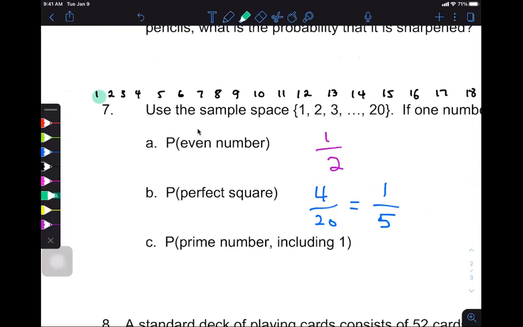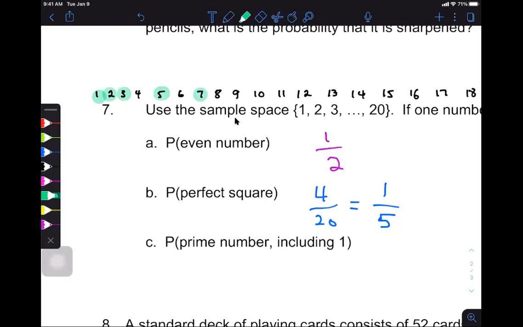So I'll do the first couple. 1 can only be divided by 1. 2 can only be divided by 2 and 1. 3 can only be divided by 3 and 1. 4 can be divided by 2, so therefore it's not prime. 5 can only be divided by 5, which is itself and 1. But 6 can be divided by 2 and 3, so that one's not prime. 7 can only be divided by itself and 1, so it's prime.